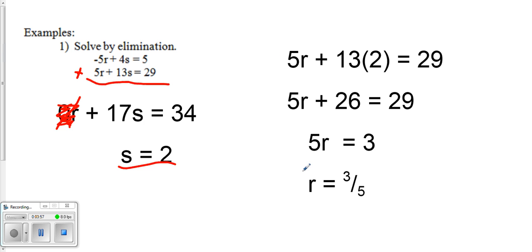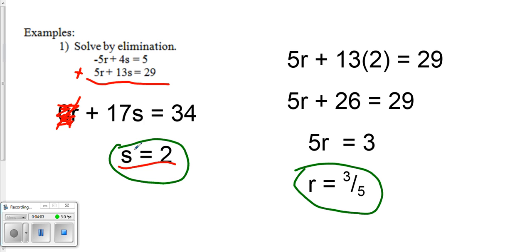So this is our answer. These two will cross at r equals 3/5 and s equals 2. Even though these are not x and y, you can just use the same variables s and r and say that this is the only spot, quote unquote, where both of these are the same. If that was a line, like an RS line, these would be the values.